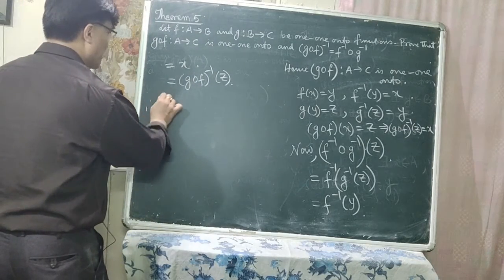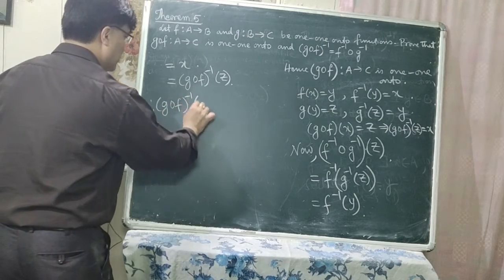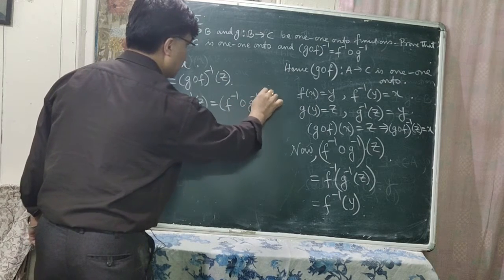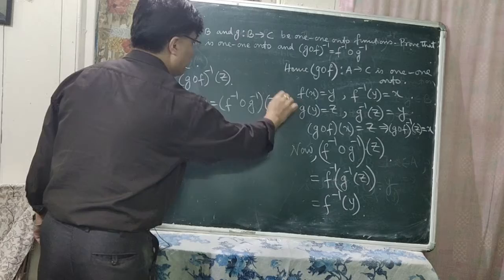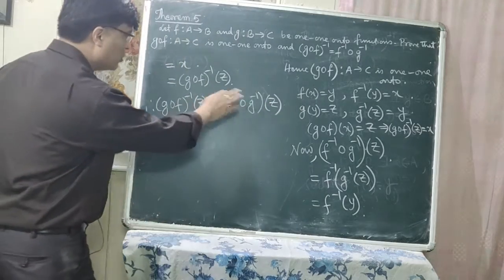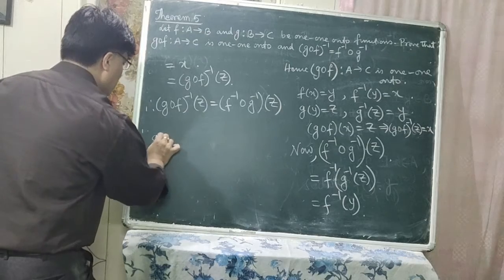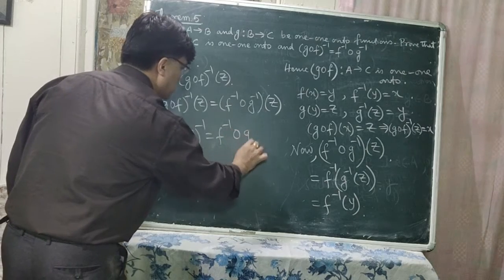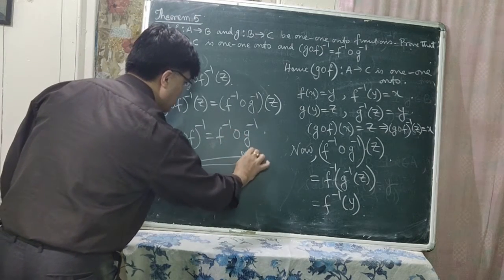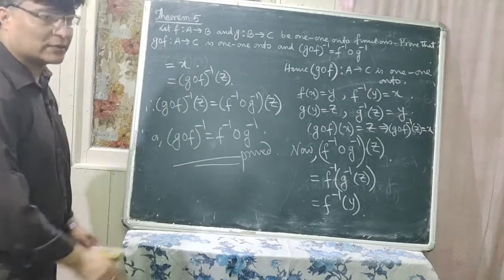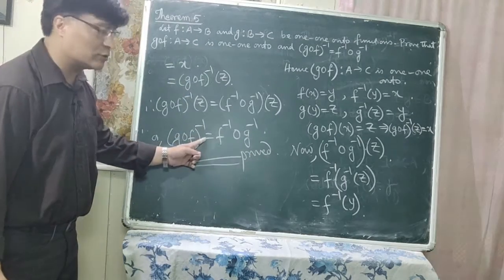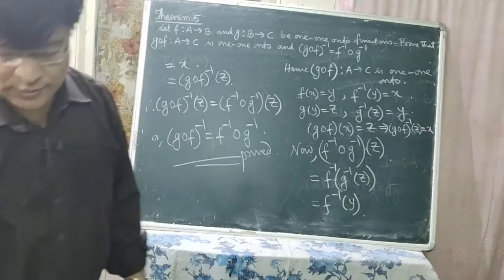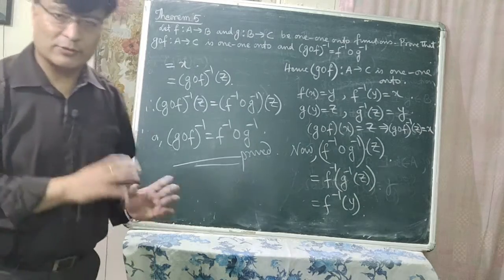So therefore (gof) inverse z is equal to, we have proved, f inverse o g inverse of z. Clear? So from both the sides it is just like cancelling z here. So what do we get? This is (gof) inverse is equal to f inverse o g inverse. So it is proved. I think you have understood it. So we have proved that (gof) inverse is equal to f inverse o g inverse. So it is proved. Okay. So you can copy it. So try to understand it.